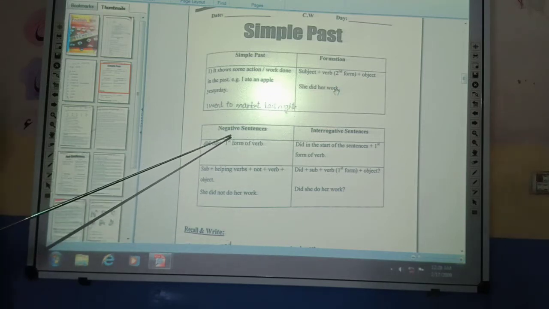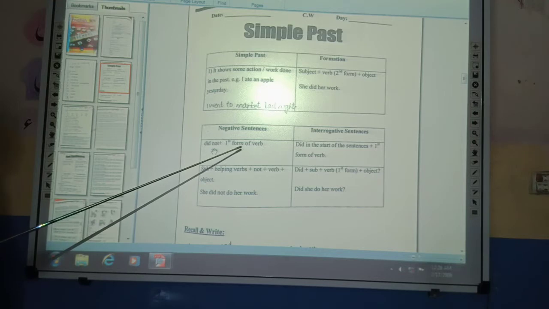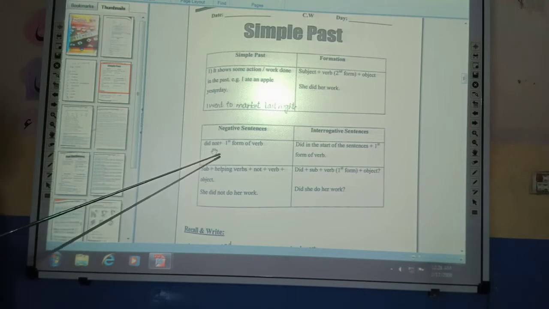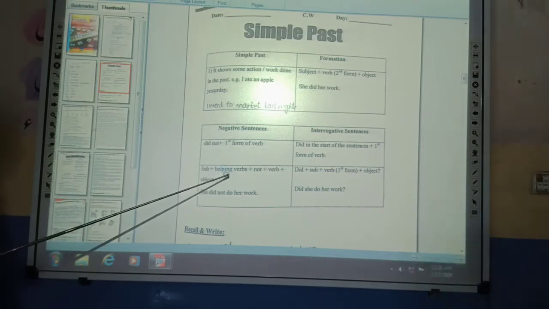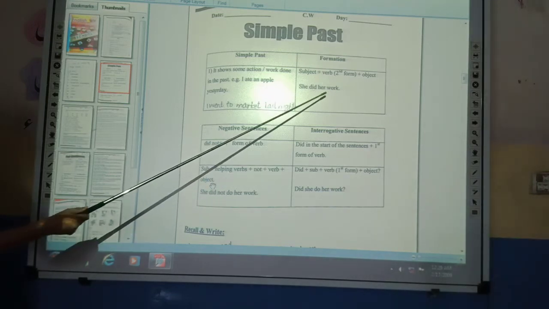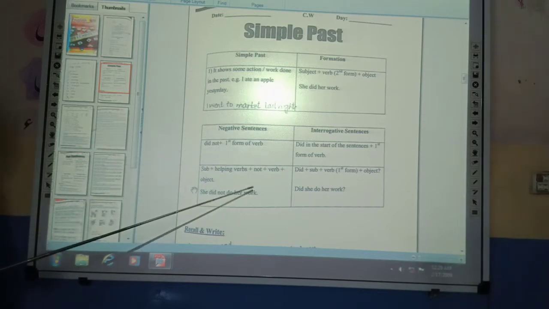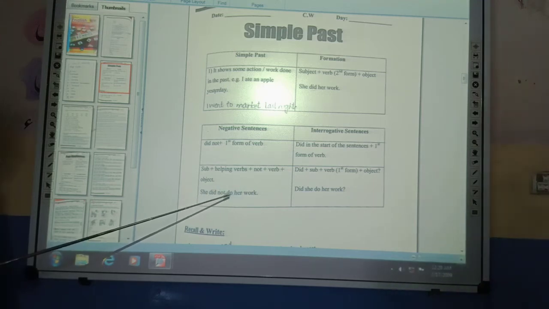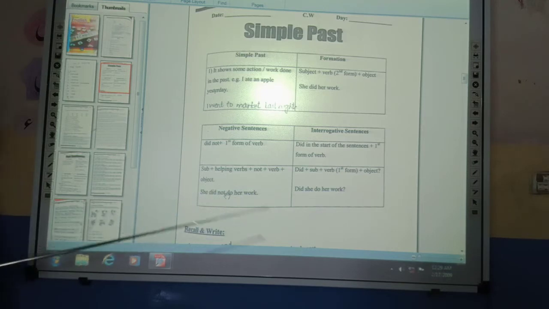How to make negative sentences of past tense? We use did not plus first form of verb. Whenever we use did not in the sentence, we use the first form of verb. Subject plus helping verb plus not plus verb plus object. She did her work, positive sentence. She did not do her work. Here we use did not, so next comes the first form of verb. Remember, the first form of verb always comes after did not.